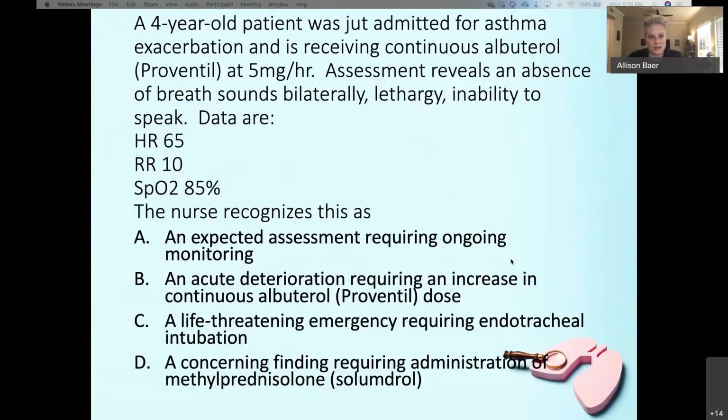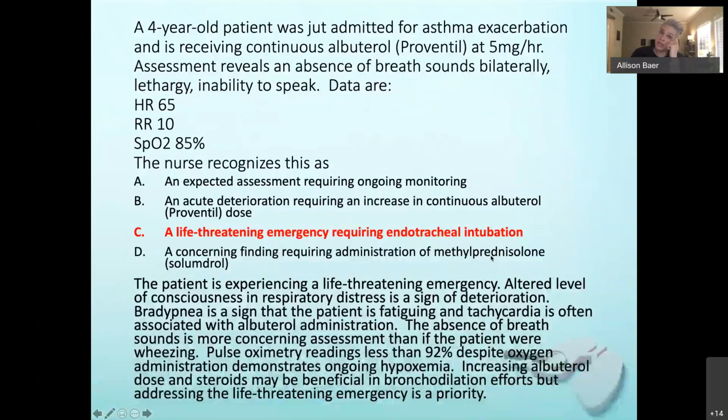A couple people, there's plenty of room to go up on that albuterol dose, but the absence of breath sounds, the lethargy, and the inability to speak are all very concerning. So this is where it's progressed too far into that life-threatening emergency. So the increased albuterol is too little, too late kind of thing. So most of you got that right. Thank you all for answering and giving it a go.